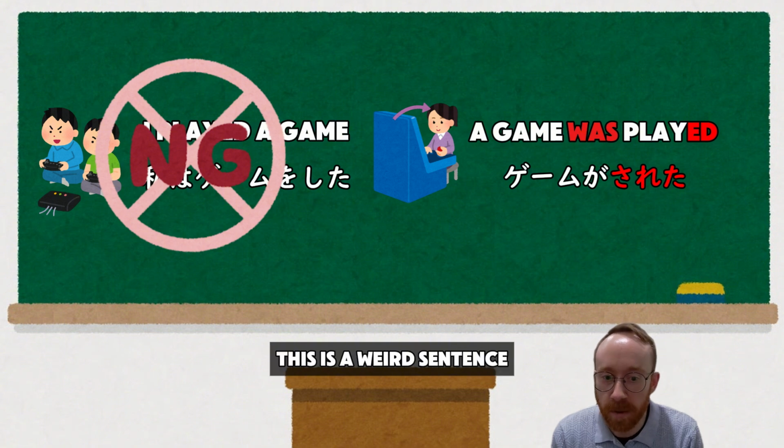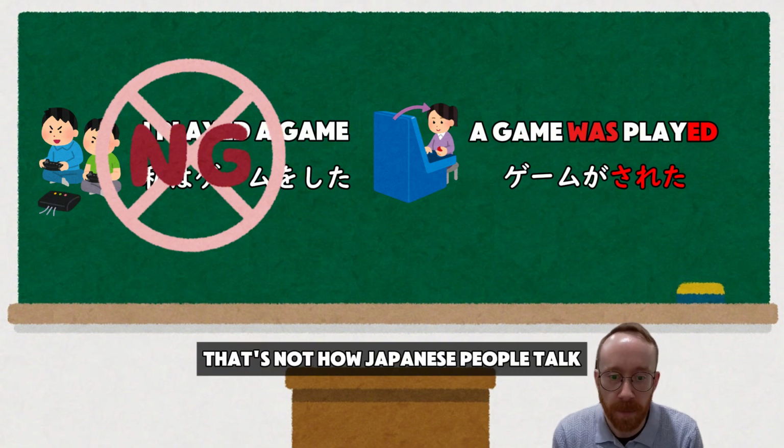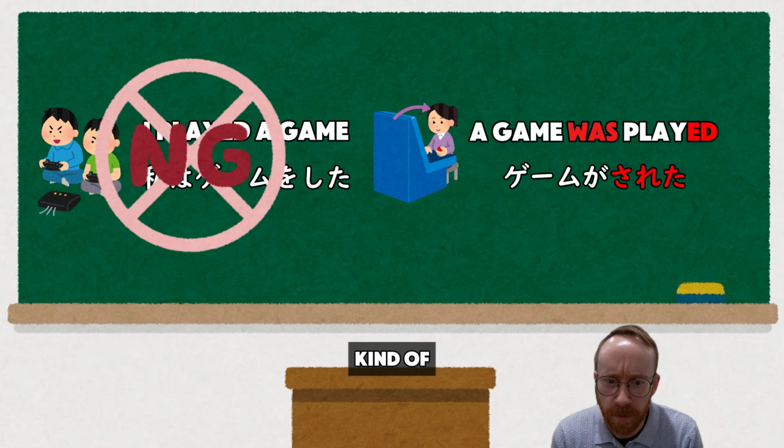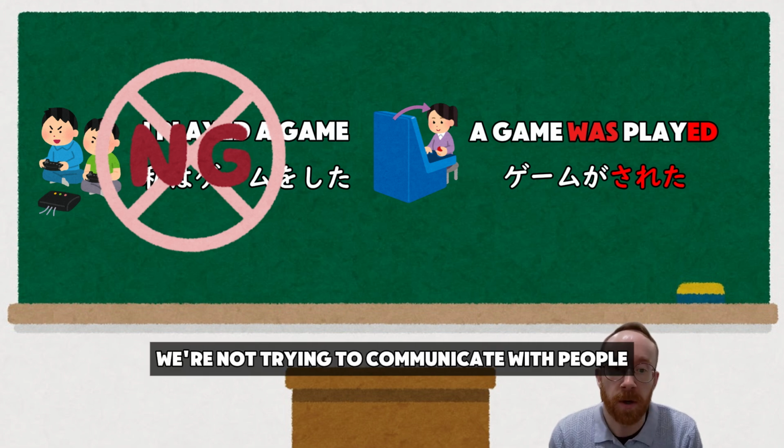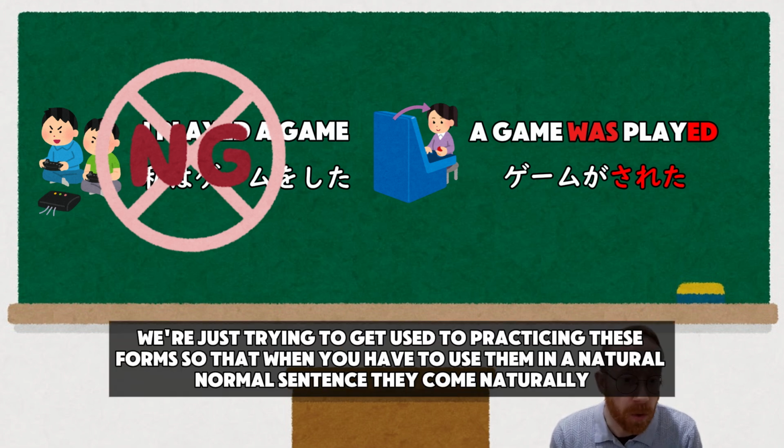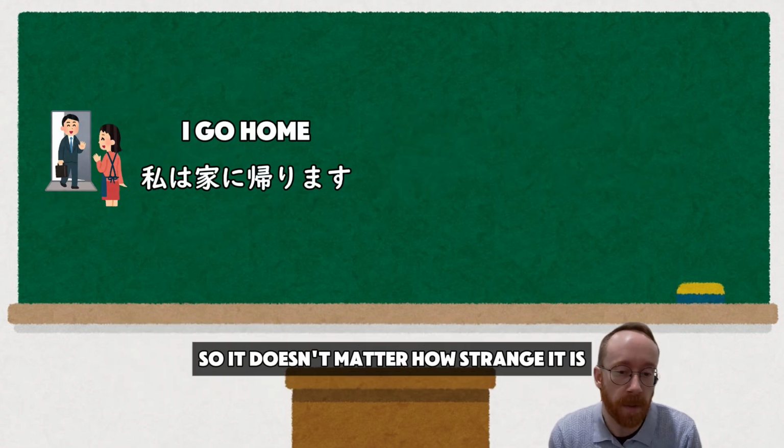Now, this is a weird sentence. That's not how Japanese people talk. A game was played is weird in English too, kind of. But that's not the point. We're not trying to make sense. We're not trying to communicate with people. We're just trying to get used to practicing these forms so that when you have to use them in a natural, normal sentence, they come naturally. So it doesn't matter how strange it is.